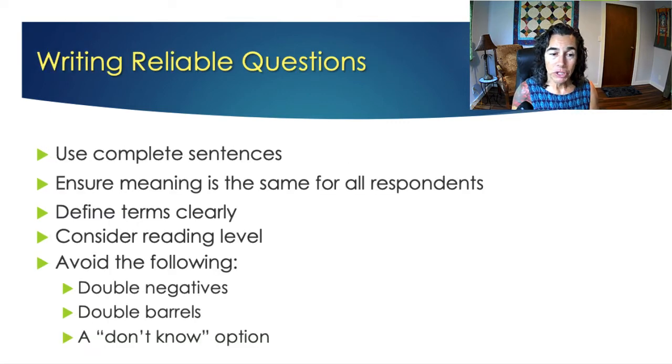Writing reliable questions. So you know at this point that reliability is very important in research, right? So to help with that, we use complete sentences. We ensure that the meaning is the same for all the respondents. Now, of course, that's difficult to do, but we try to take out anything that can be misinterpreted or interpreted in multiple ways. Some of those things might happen due to cultural differences, age differences, educational differences, background differences, a variety of things. We want to define all the terms that we use in the question clearly.